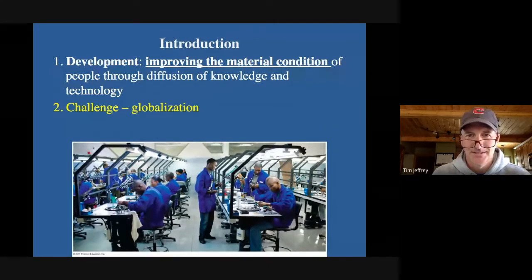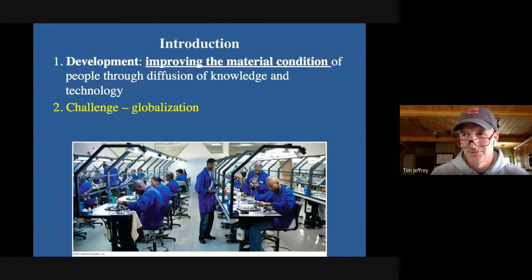Again, development obviously is improving the material condition of people through diffusion and knowledge. When we say material condition, we're talking about goods, right? So obviously it's access to things like technology and education, but material goods play a role in your development as well. Automobiles, infrastructure, technology, cell phones, whatever it is. So the material products, remember the magic washing machine from Hans? Yeah. Washing machine is a material condition. So we got to improve all that.